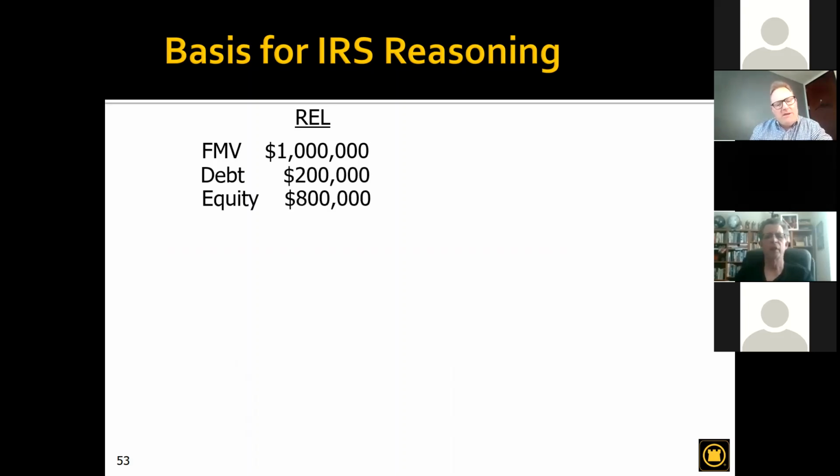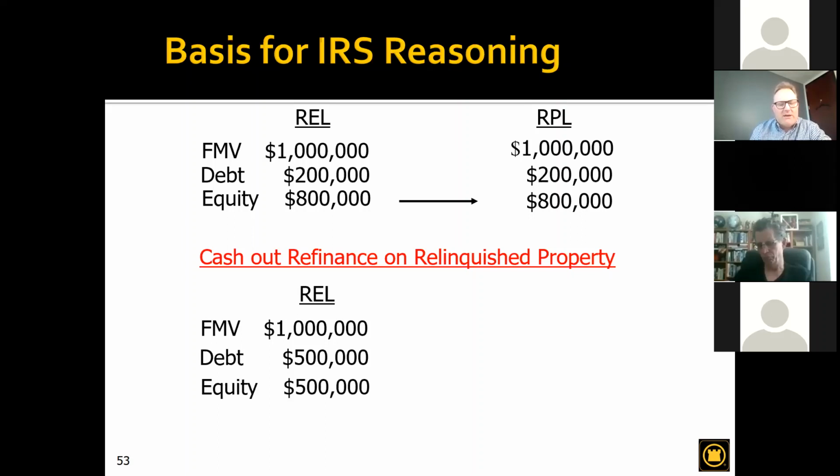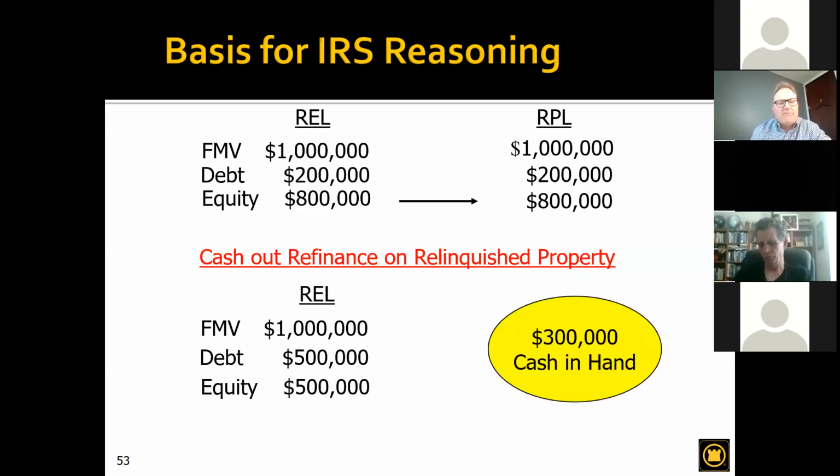Now, if we were to do a regular 1031 exchange and have a fully tax deferred exchange, we would have to purchase a property worth at least $1 million, replace that debt at $200,000, and spend all $800,000 of equity, right? Well, let's just say 2 months prior to selling and doing a 1031 exchange, I do a cash out refi. I sold it for $1 million, but I did that refi and took out $300,000. So now my debt is $500,000 and I have $500,000 in equity. And so I got 300 grand in my pocket.